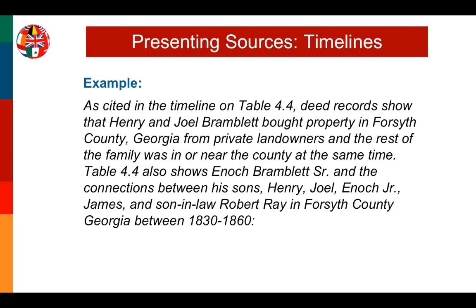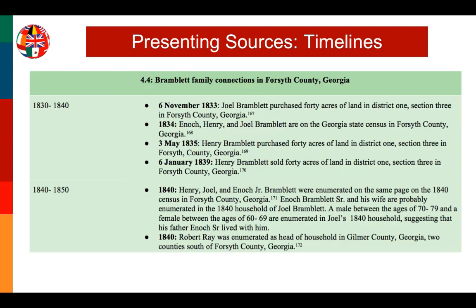Here's an example of using a timeline. This is the introduction to the timeline for the Bramblett family of Forsyth County, Georgia, which outlines the residence of the family members in 10-year increments. This timeline allows the writer to correlate land records and census records for the Bramblett family in 10-year increments. It clearly and succinctly correlates all the sources together to show their residence in Forsyth County, Georgia, and nearby Gilmer County, Georgia over the years.